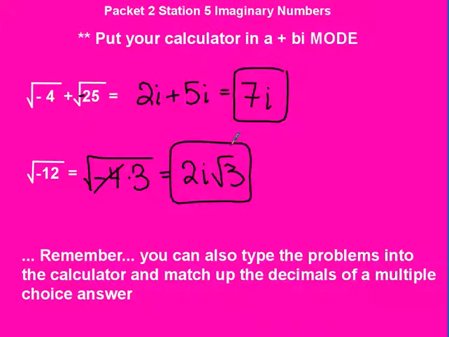Now, remember, you can also type the problems into your calculator, like the original problem. It'll give you a crazy decimal, and then you could go through your multiple choice answers, type them in, and see which gives you the same crazy decimal.